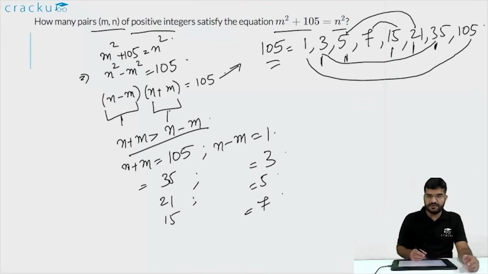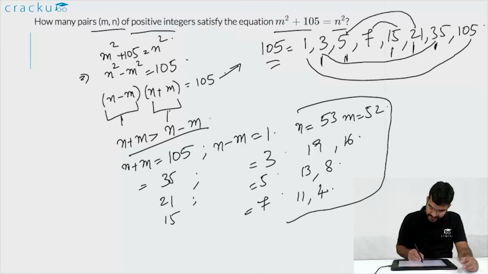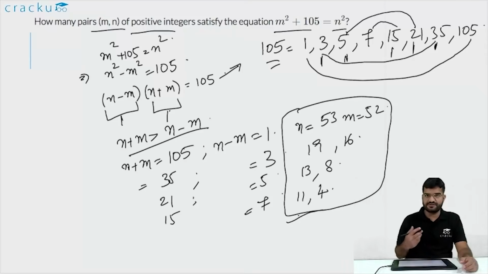Now, if you calculate the actual values of n and m using these four equations, you will get that n is equal to 53 and m is equal to 52 in the first case. Similarly, in the second case, n is equal to 19 and m is equal to 16. The third case, n is equal to 13 and m is equal to 8. In the final case, n is equal to 11 and m is equal to 4. So these are the four solutions for the equation m square plus 105 is equal to n square. So the required answer is 4.